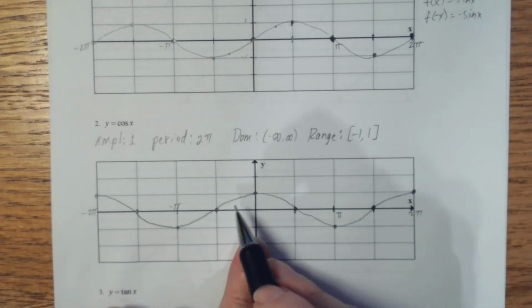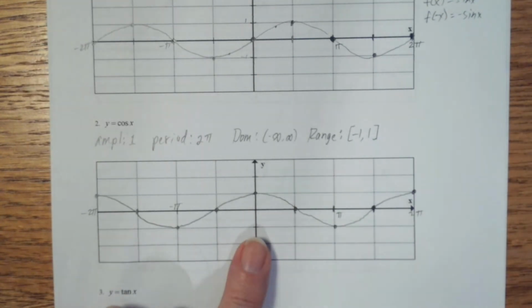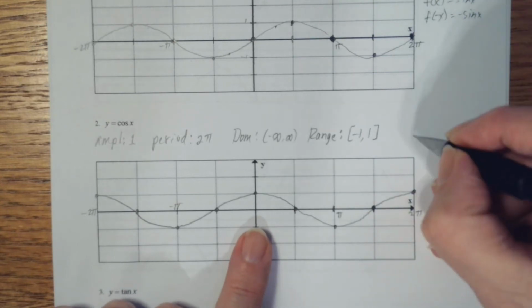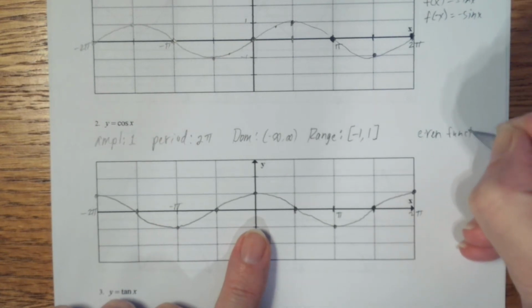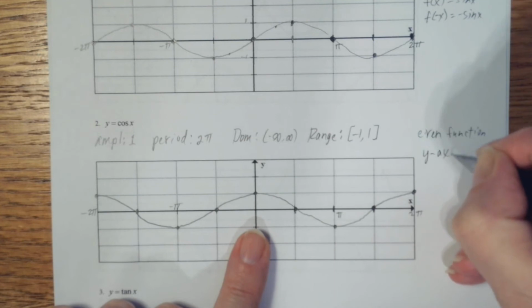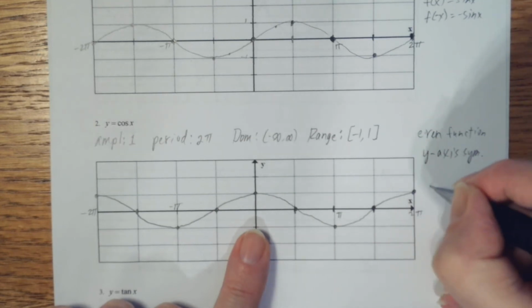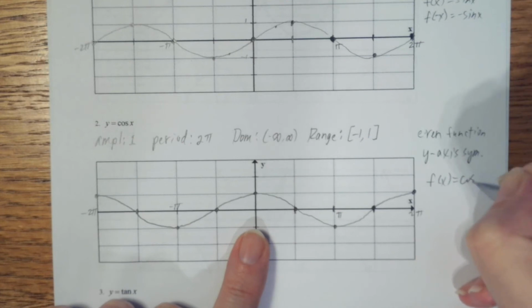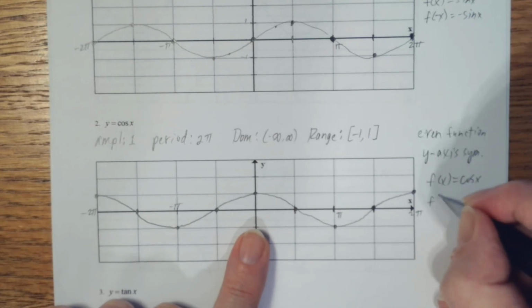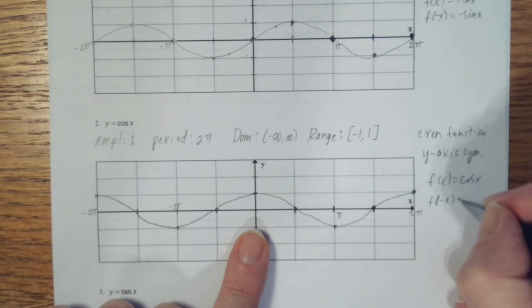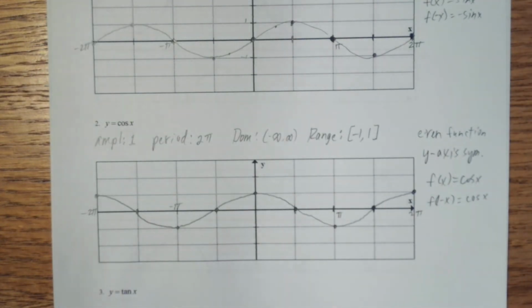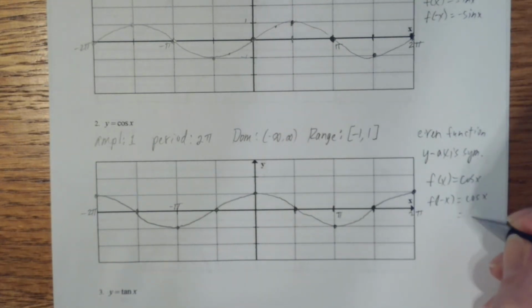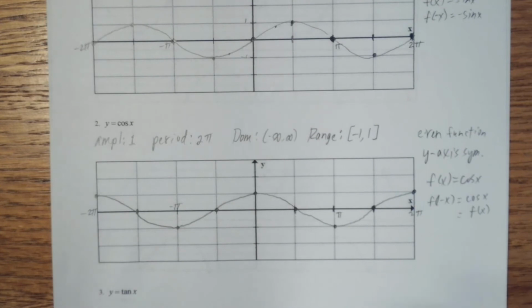Now notice here we have symmetry with respect to the y-axis, or what I call y-axis symmetry. So this is an even function. And again, if we had f of x equals cosine of x, what that means is if you replace x with minus x, you would get the same value. Basically, f of minus x is equal to f of x, or the original function.